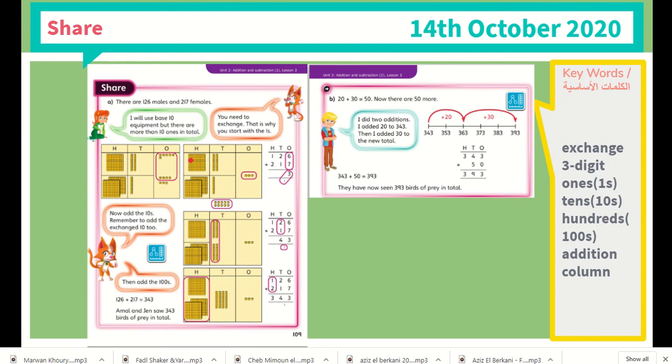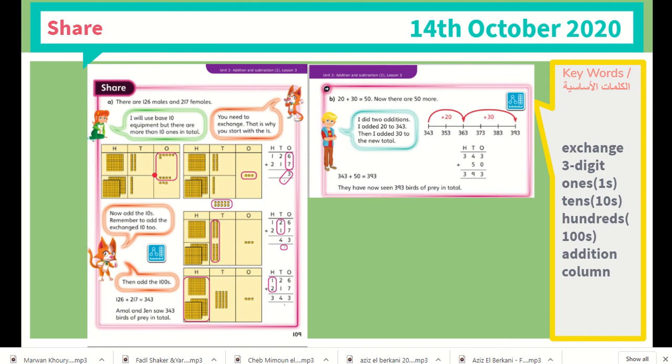So we have 6 plus 7. How much? 6 ones plus 7 ones. How much? We get a total of 13. So what did we say when we get a total of 10 or more? We do exchange. So we exchange 10 ones for 1 ten. And how many left over do we have now? 3.